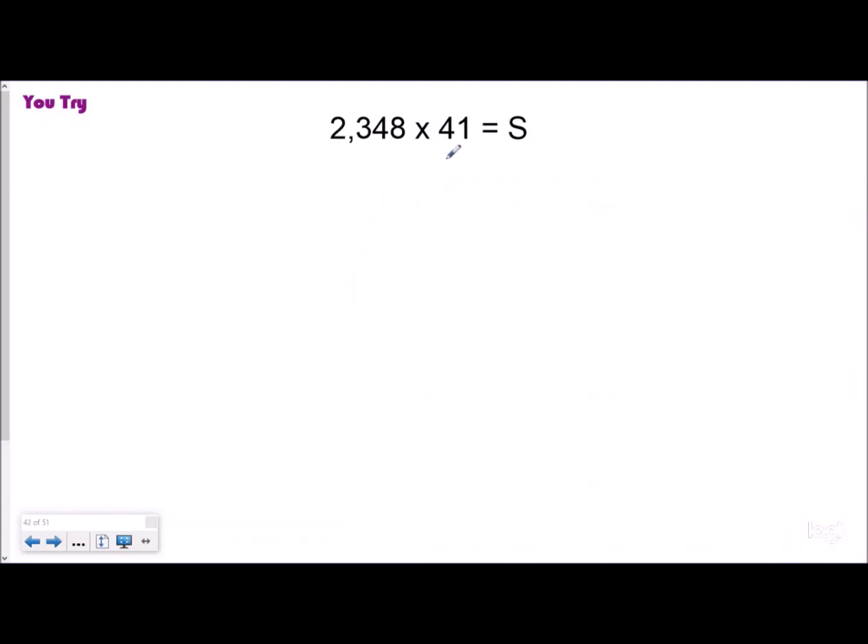So here I have 2,348 times 41 equals S. Remember, S is just a variable. It could be any number. We're trying to figure out what S is. So pause it and try to solve it. Hopefully you just paused it and tried to solve it. So we have 2,348 times 41 right here.